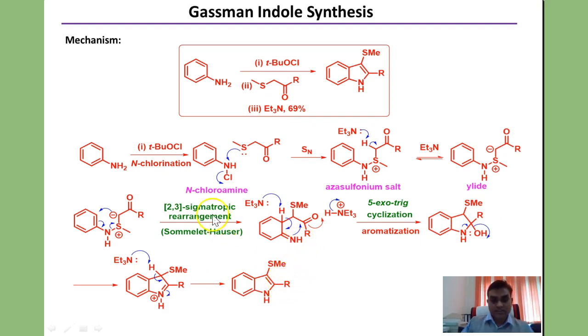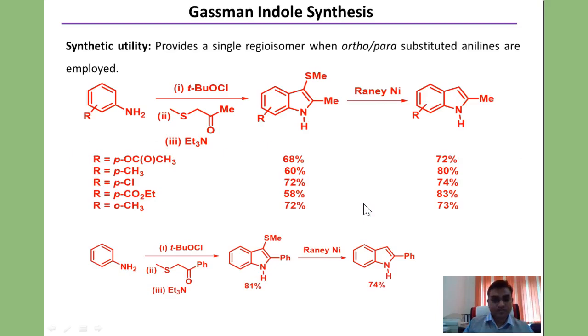So in this case, the success of this reaction is due to the sulfur ylide formation. The sulfur ylide undergoes a very characteristic reaction called the 2,3-sigmatropic rearrangement. That's the Sommelet-Hauser rearrangement, and that's why this reaction is successful. Now these are the various examples. One can start with an appropriately substituted benzene ring, and a wide range of substituents can be tolerated in the reaction, and the indole is obtained in very high yield as far as this Gassman indole synthesis is concerned.